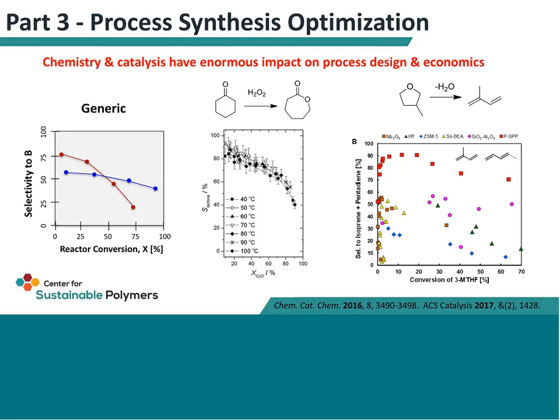But what's surprising is how far out it goes in the conversion range, where other systems will drop their selectivity significantly, especially for dying systems. This one goes out very far. And so from a process perspective, this is a very useful way to reduce the economic costs of your particular system, to operate at high conversion and high selectivity.